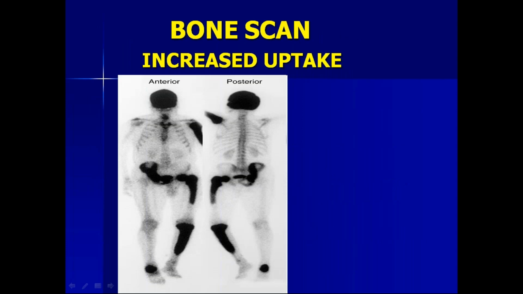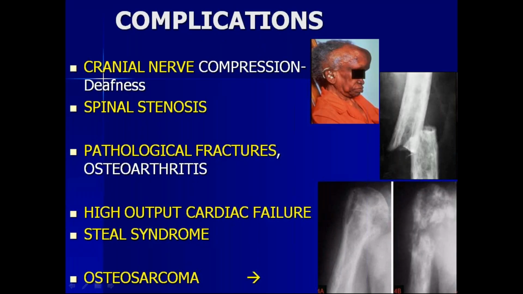In Paget's, if you take a bone scan, you have increased uptake, so you can know which bones are affected. Complications are cranial compression, deafness, spinal stenosis, pathological fractures, osteoarthritis, and high output cardiac failure. Because of high bone turnover, it can lead to high output cardiac failure due to increased local blood supply. And subclavian steal syndrome, you all know. Osteosarcoma can occur in long-standing Paget's disease.